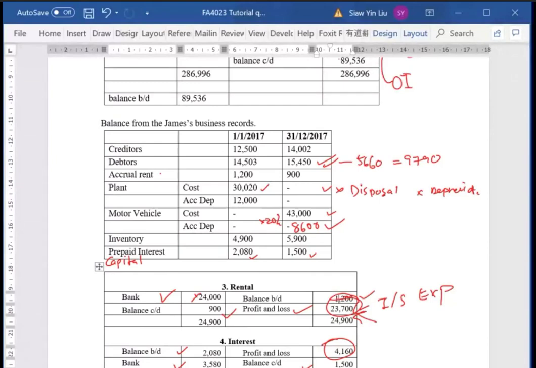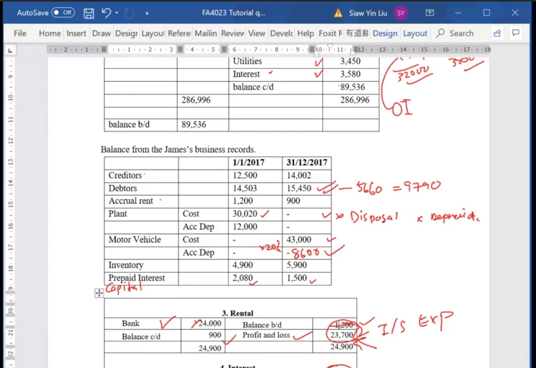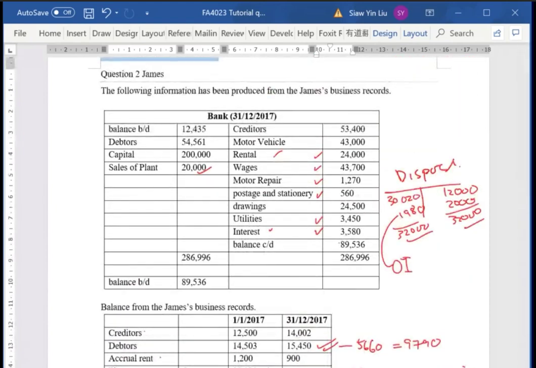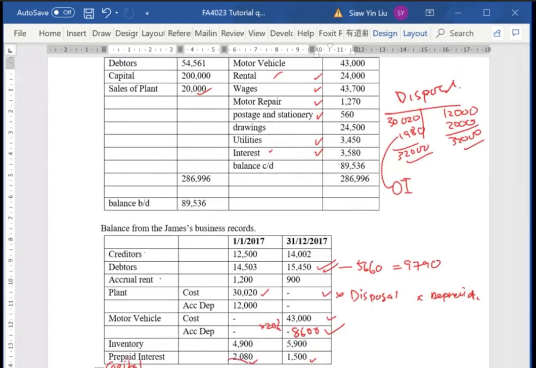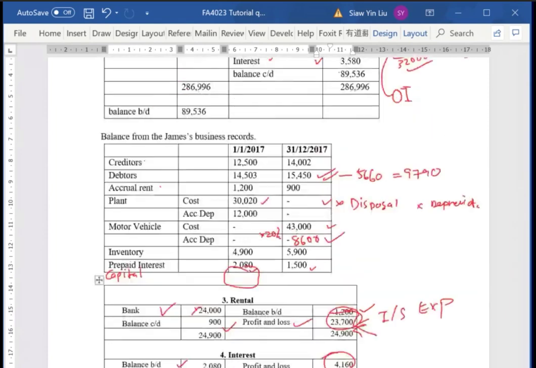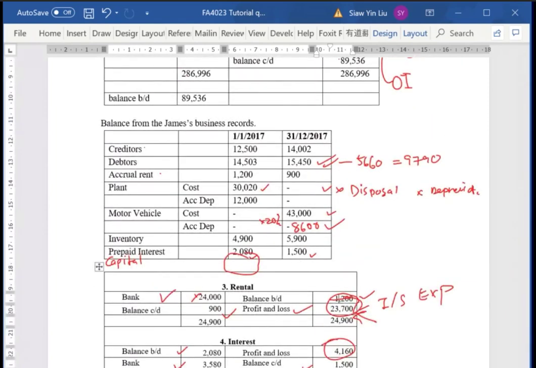Then prepare your current liability. If you look at this question, you don't have a long-term liability because they never show a loan, right? But bear in mind, when you prepare your capital, there is a drawing in your bank account. In your bank account here, you have a drawing. So you figure out your opening capital plus current year additional capital minus your drawing plus current year profit, then it becomes your closing capital.